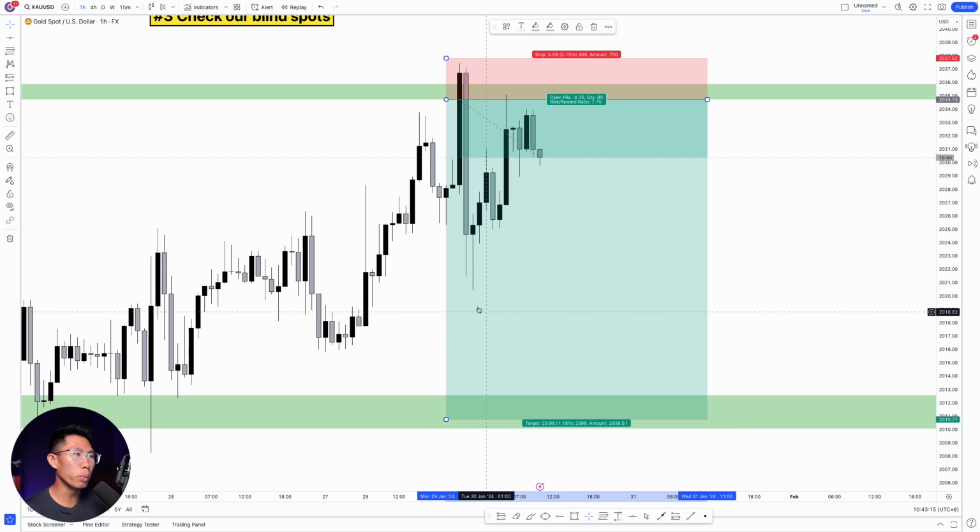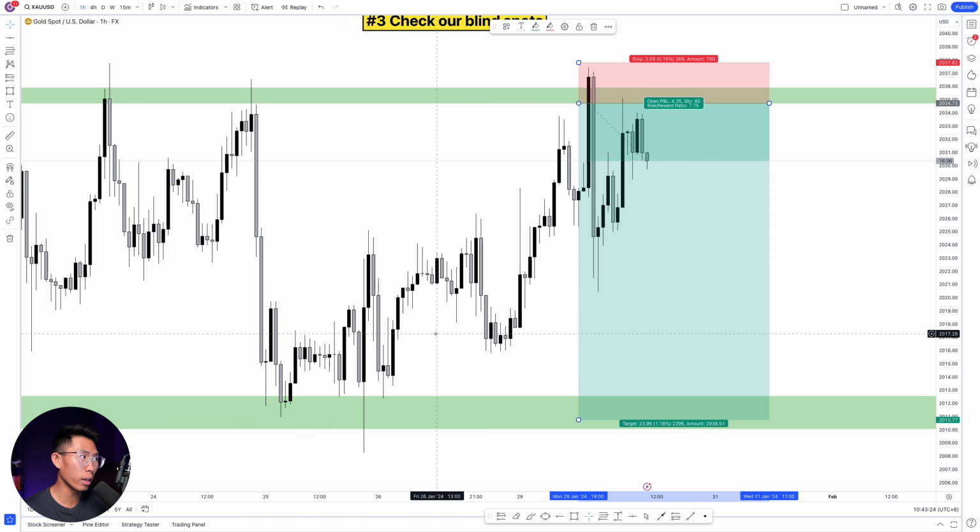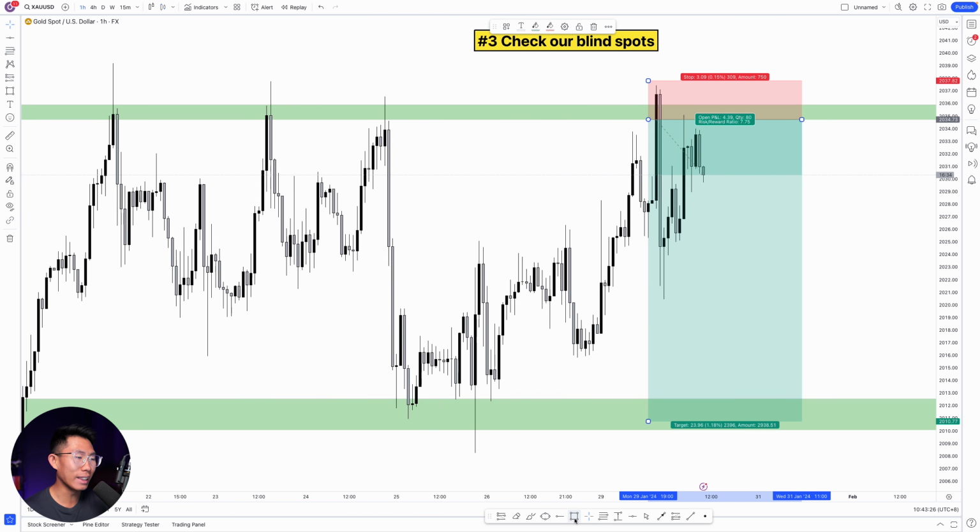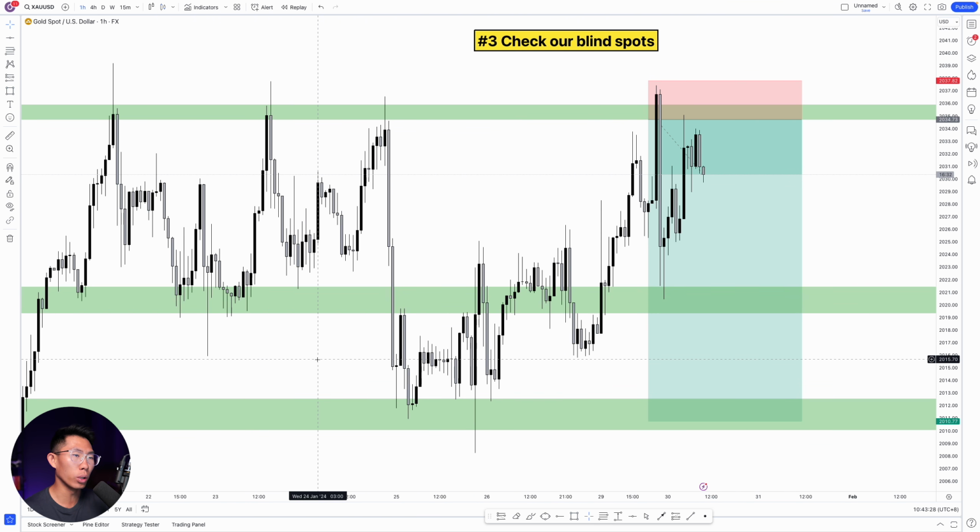But there is one mistake right here, because you actually neglected your blind spot. If you zoom in at this area and you are just trading based on what you see right here, obviously the next take profit area is right here. But if you zoom out a little bit, you will see that there is another demand zone at this area right here. So that is what I mean by blind spot.